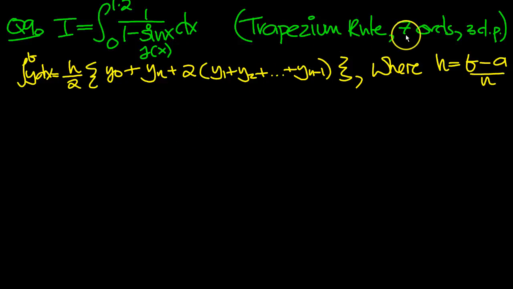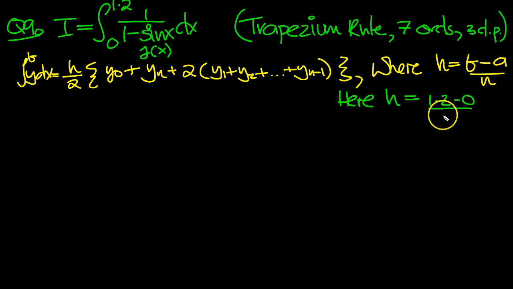Use the trapezium rule with 7 ordinates to work out this integral to 3dp. So let's have a look at this then. The first thing to do is get h. So h is equal to b minus a over n, the number of intervals. There's b, there's a, so 1.2 minus 0 then, over the number of intervals.